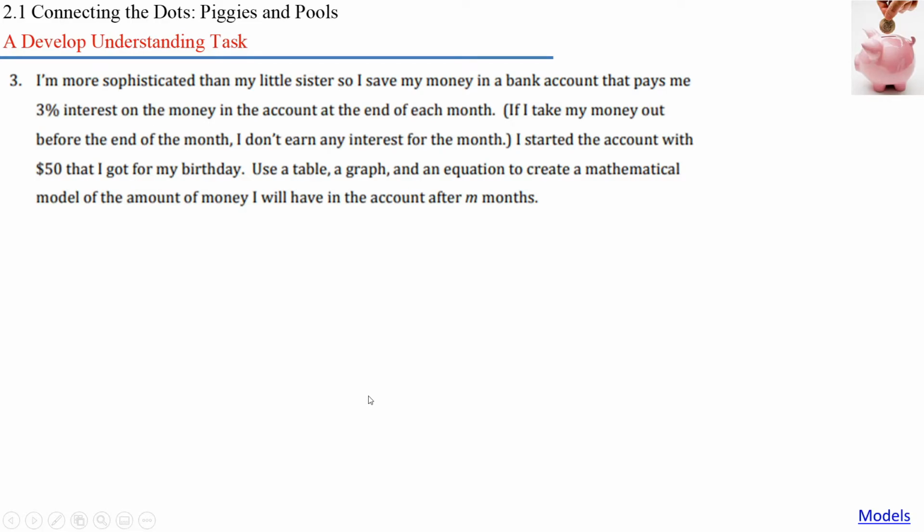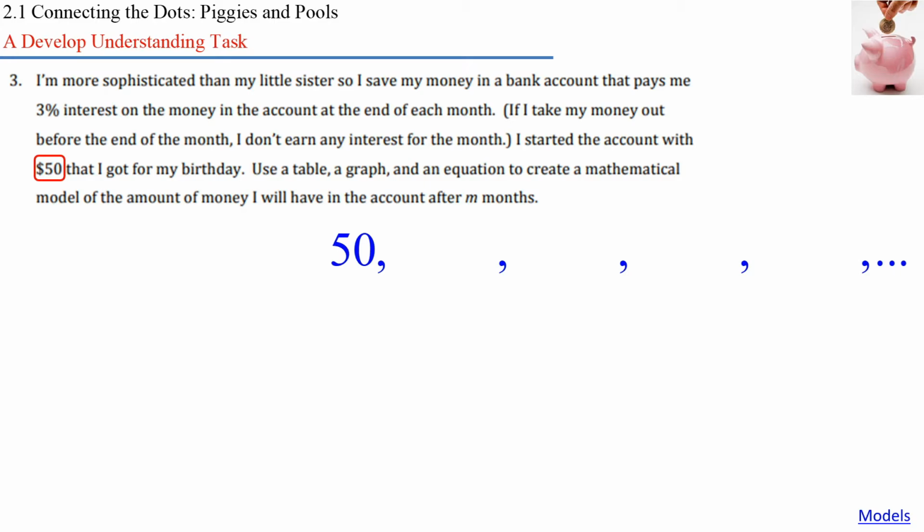Number 3. I'm more sophisticated than my little sister. Remember, she has that piggy bank. So I saved my money in a bank account that pays me 3% interest on the money in the account at the end of each month. If I take my money out before the end of the month, I don't earn any interest for the month. Wow. I started the account with $50 that I got for my birthday. All right. So I think we're going to start with a sequence. And we started the account with $50. So let me just start with a 50 right there. And then we will read the rest.